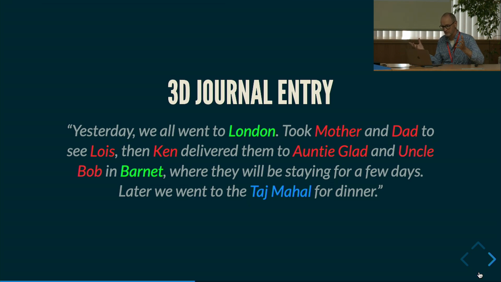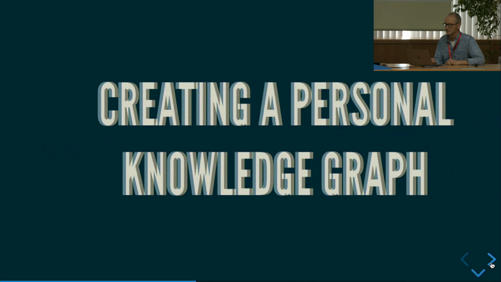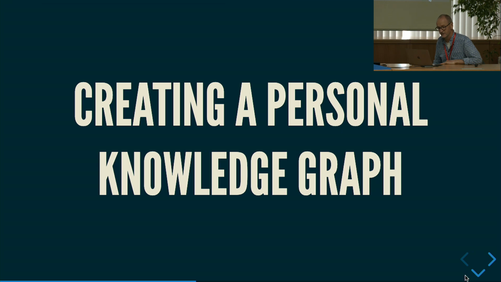So there are all these people that are being talked about, but they ain't anywhere on the web. You're not going to find those in any existing knowledge graph. Okay, so let's say I decide to create a personal knowledge graph and put these people into it so that I can reference them from my journal. So how might I do that?